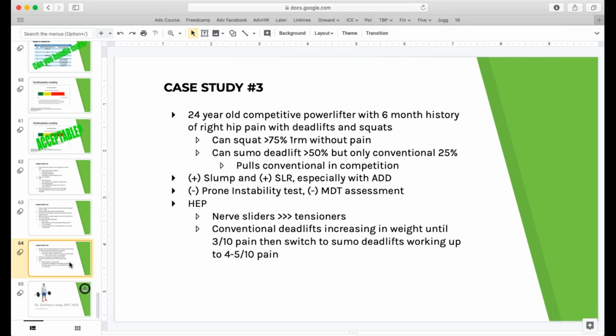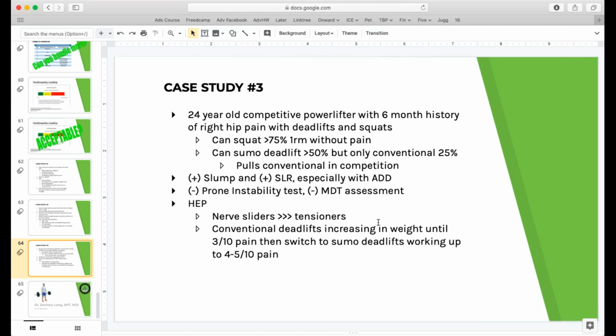He competes doing a conventional deadlift, not a sumo deadlift, but he could not deadlift past 25% of his one rep max without pain, doing his conventional setup, but he could sumo deadlift really heavily. Now, he needs to practice his conventional deadlift because that's what he's ultimately going to do in competition. But he had positive slump tests, positive straight leg raise tests, especially when we added a little bit of adduction to him. It became even more positive. So for him, a lot of neural tension on board here.